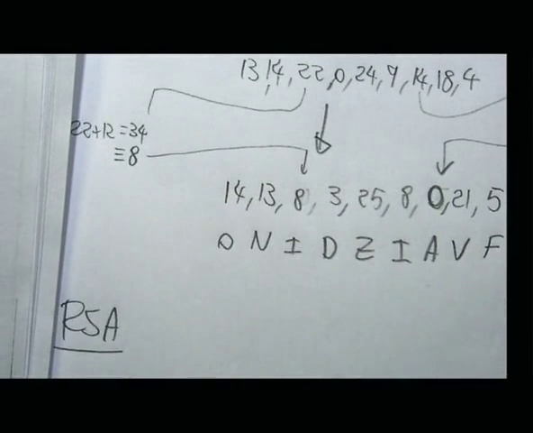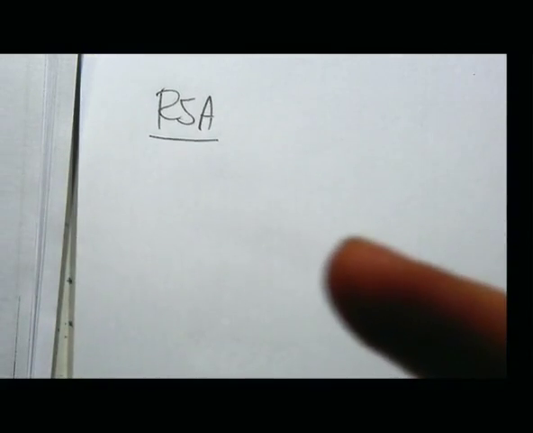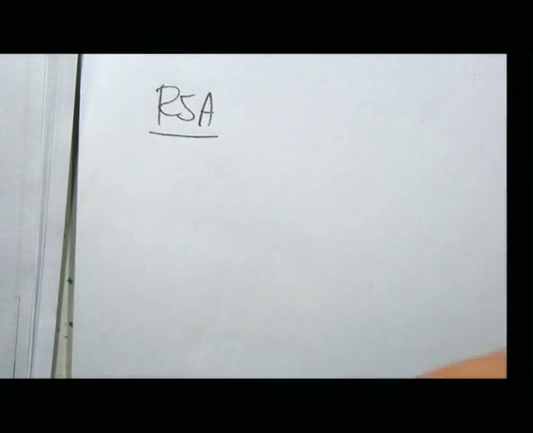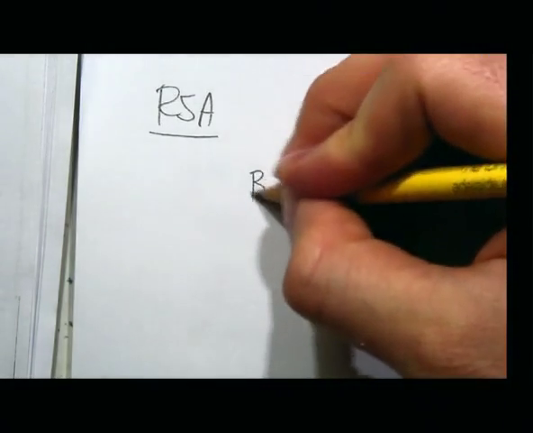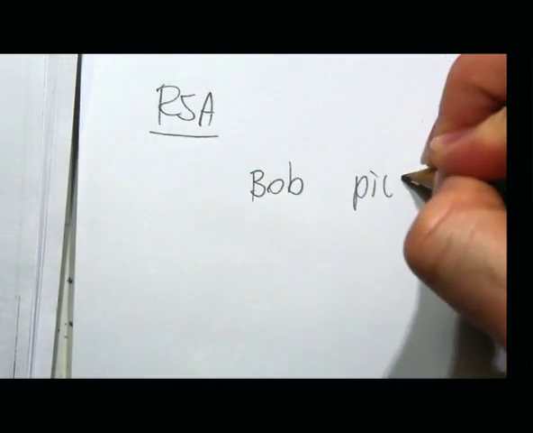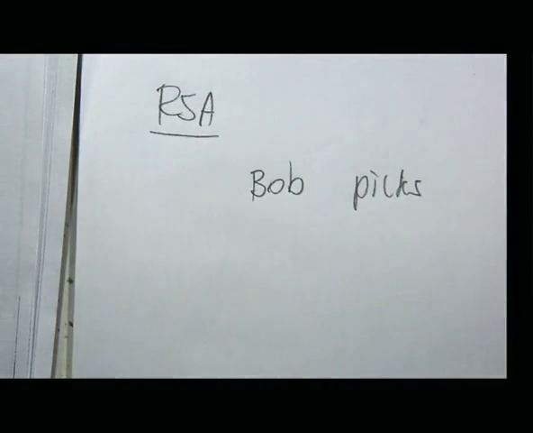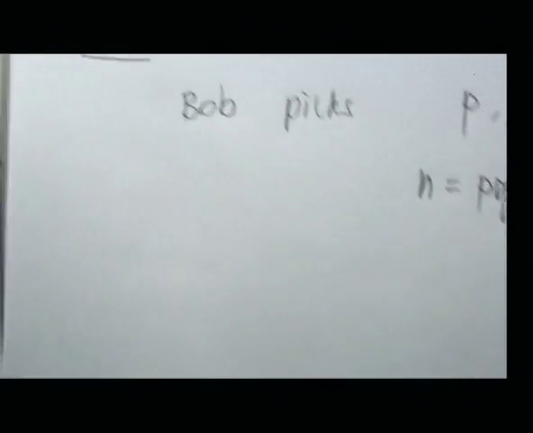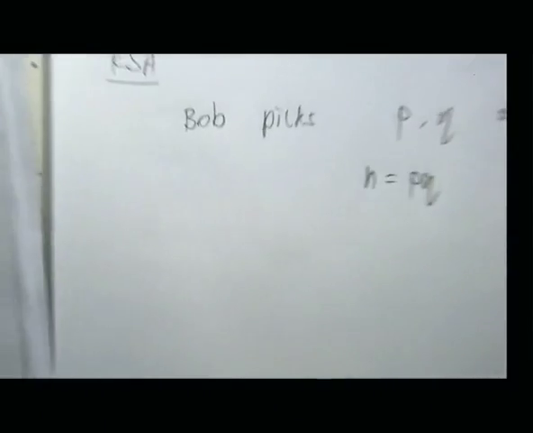Bob picks two secret large prime numbers. I'm just going to write it out as we go, because writing makes more sense to me than just reading. So we've got P and Q, which are secret prime numbers, and then creates N, which is P times Q. Whoops, sorry, I've got to zoom out again.